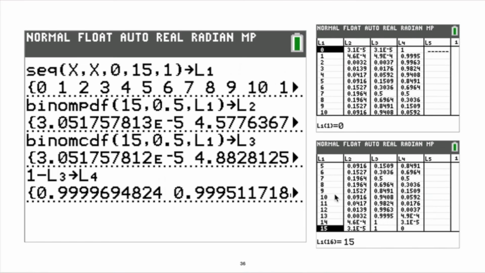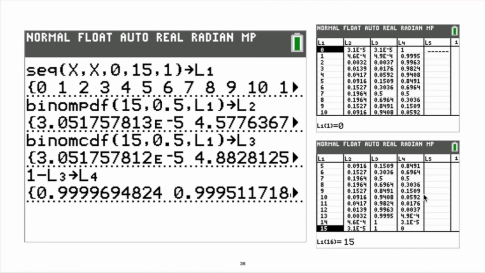From this bottom panel, we see that the probability that X is less than or equal to 10, or the probability that X tote is less than or equal to 10, is 0.9408. Now 1 minus that represents the probability that X is greater than 10, and that probability is 0.0592. And that is the significance level that we're wanting to use.